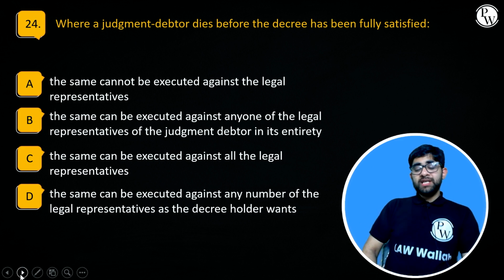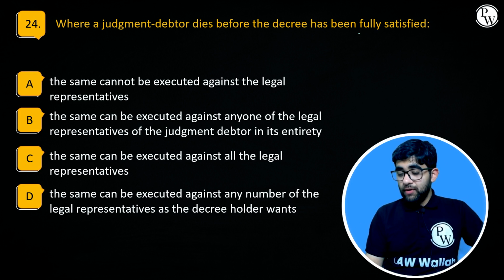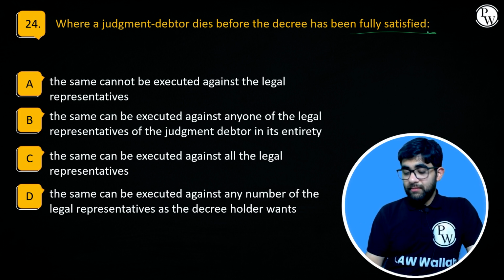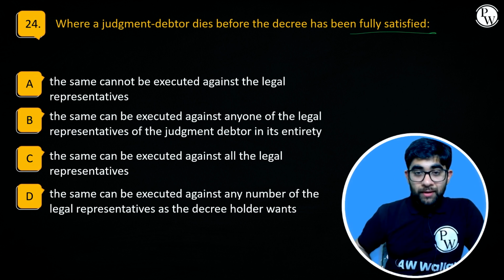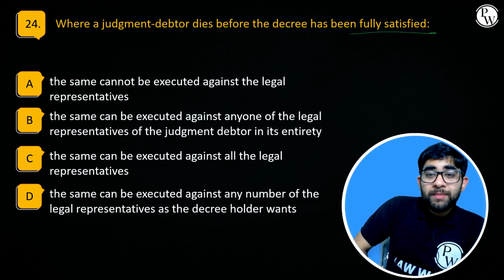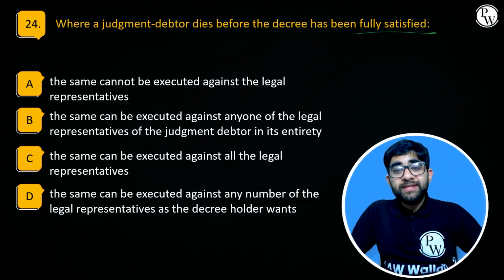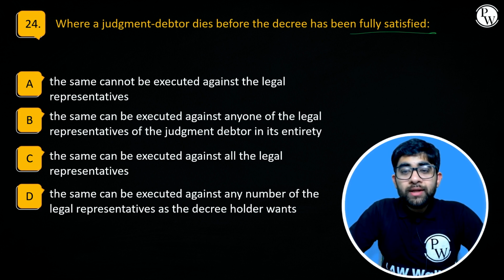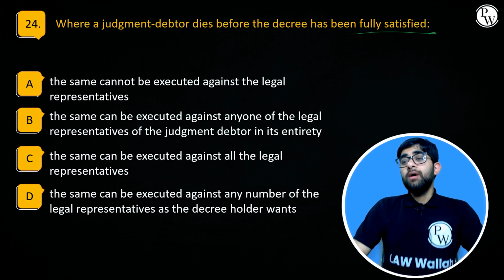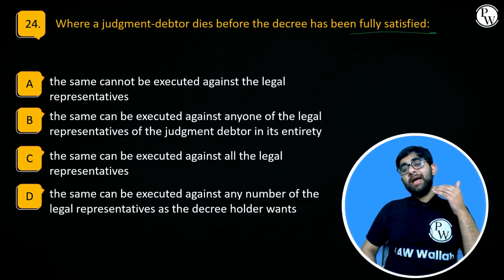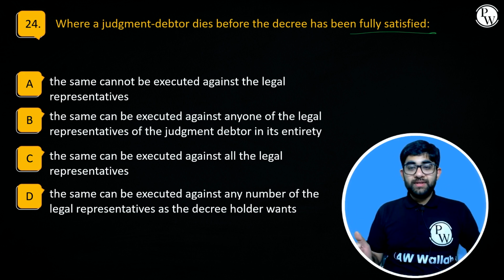Next, where a judgment debtor dies before the decree has been fully satisfied, meaning it is pending execution: the same cannot be executed against the legal representative; the same can be executed against any one of the legal representatives of the judgment debtor in its entirety; the same can be executed against all the legal representatives; or the same can be executed against any number of the legal representatives as the decree holder wants. So it will be executed against all the legal representatives.